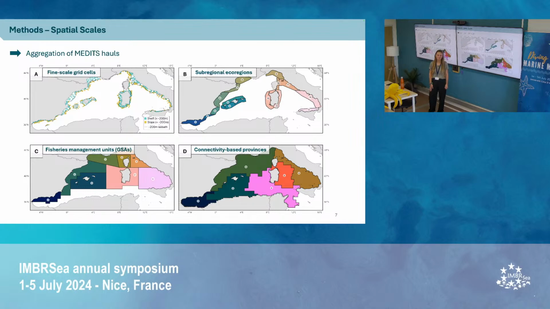Karim or Rodrigue? Karim? Yeah, actually, could you explain what connectivity-based provinces is? Because I have the doubt about that.